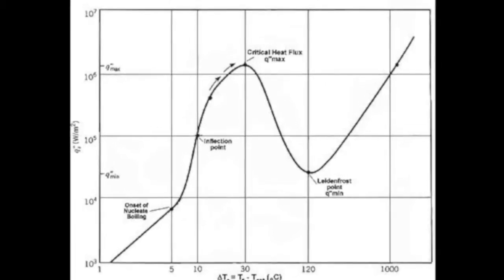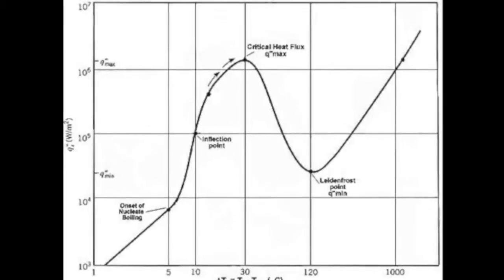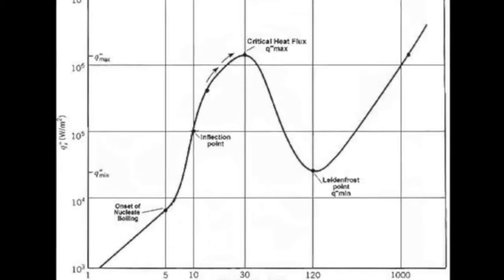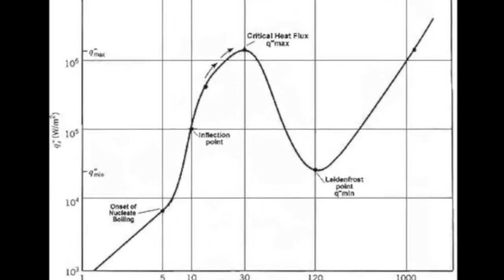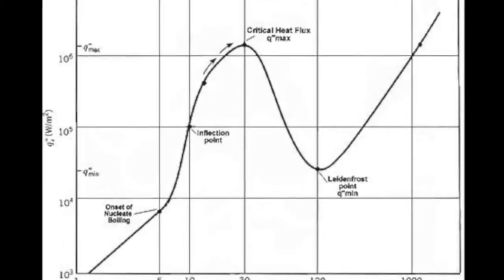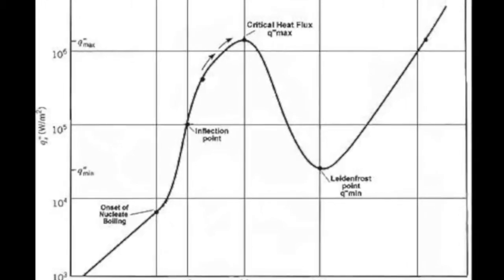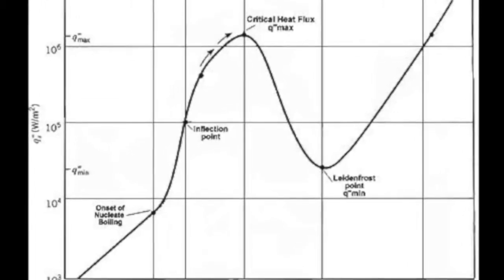This graph shows the rate of heat transfer versus the temperature for water. As the temperature increases, the rate of heat transfer also increases until it reaches a critical point. After this maximum, the rate of heat transfer begins to fall until it reaches a local minimum. This minimum is called the Leidenfrost point. Let's take a look at what happens when we put some water on a surface that is heated above this critical temperature.